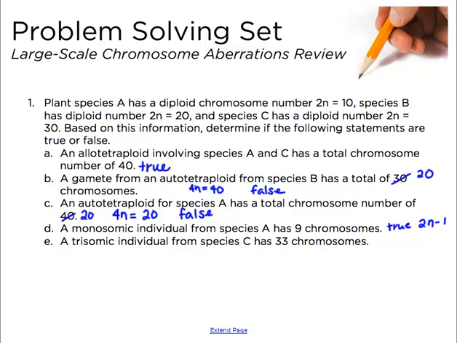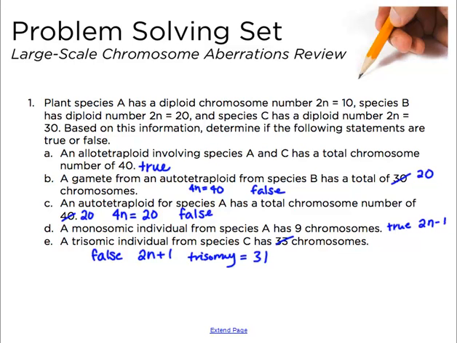Statement E. A trisomic individual from species C has 33 chromosomes. So this is actually false. So trisomy can be written as 2n plus 1 because a diploid organism has 2 copies of every chromosome, and trisomy means you actually have 3 copies of 1 chromosome, so you're adding an extra copy. So if you look at species C, the diploid number is 30, and therefore the trisomy number would be 31, not 33.